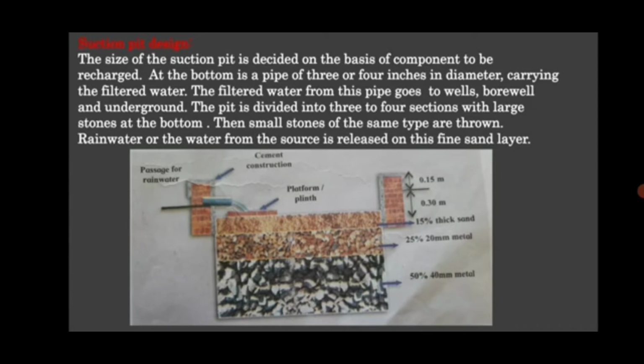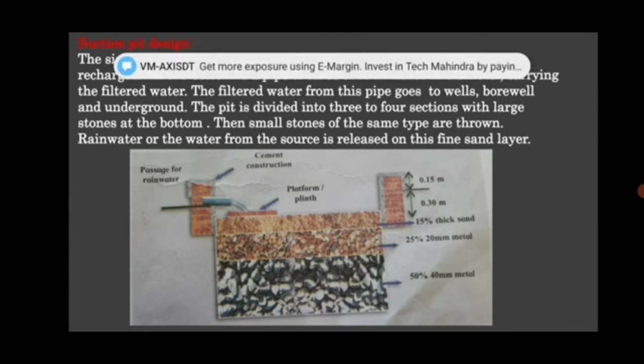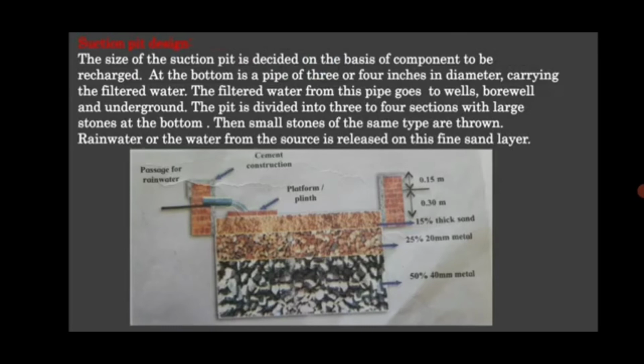To absorb the water, a pit is dug at the place where the water is to be recharged. The size of the suction pit is decided on the basis of the component, that is, whether it is a well, borewell or roof water. So the size depends upon the component to be recharged. The proportion of elements in the suction pit, that is the stone and sand, is also taken according to the size of the pit. At the bottom is a pipe of 3 or 4 inches in diameter.